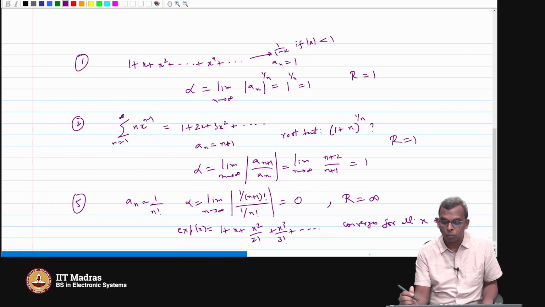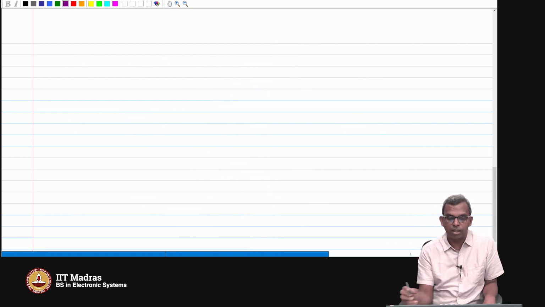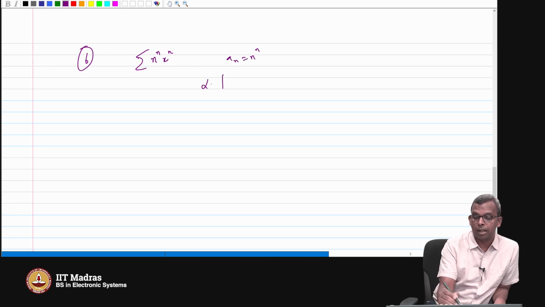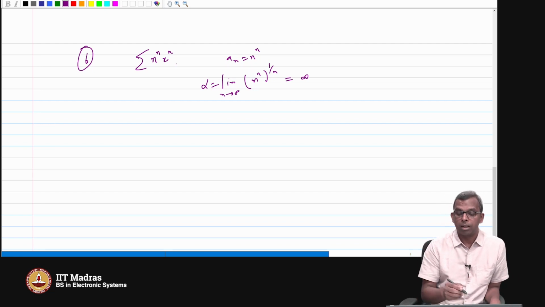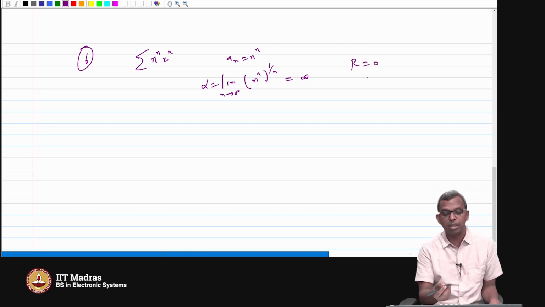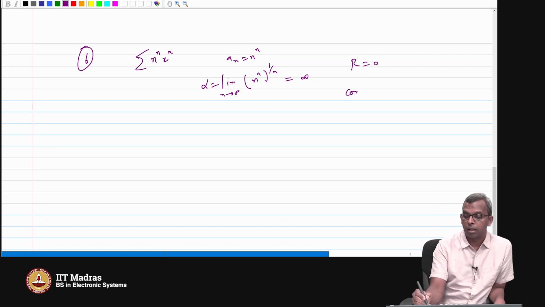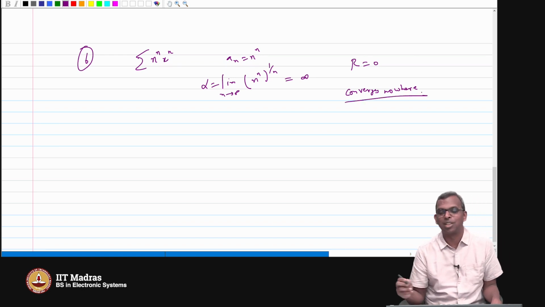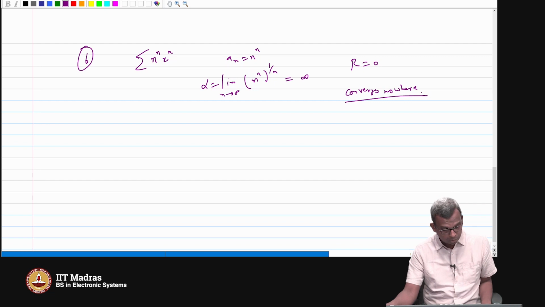Okay, so that's the fifth one I wanted to do. The last one is just to show you that if you have the series n to the power n x to the power n, so in this case a_n is n to the power n. So here the root test will work. Alpha is the limit as n tends to infinity of n to the power n raised to the power 1 by n, which is infinite, right? So this is a case which results in a radius of convergence of 0. So this converges nowhere, right? Okay, so this is all nice terminology. Diverges everywhere, converges nowhere. So that can also happen.